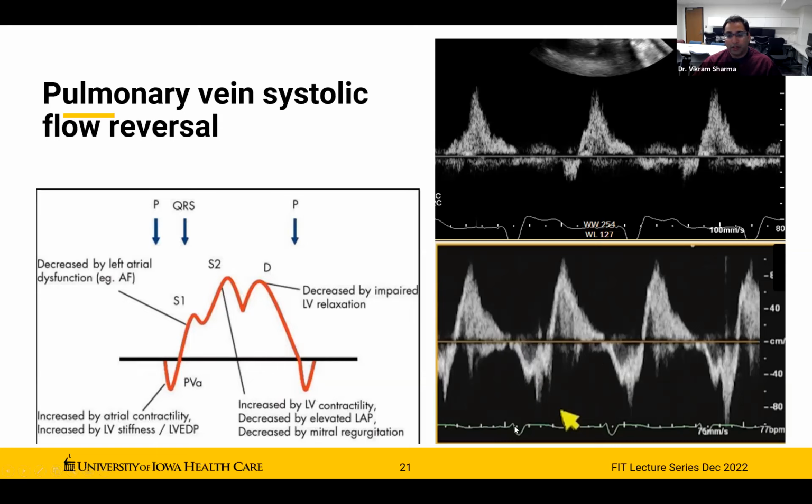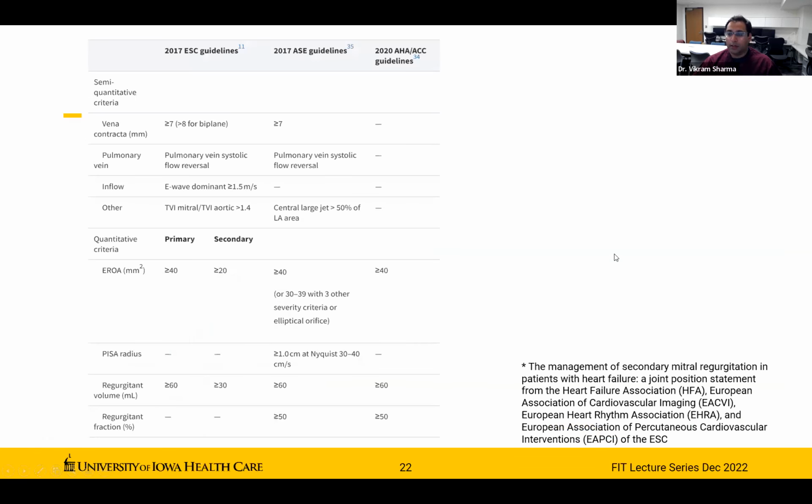So what we are seeing here is the QRS. This is the systolic phase, and we can see the reversal of the flow in the pulmonary vein. And similarly here, there's blunting and then reversal later on. So both are showing pulmonary vein flow reversal suggestive of severe MR.